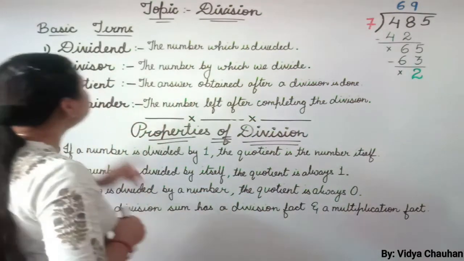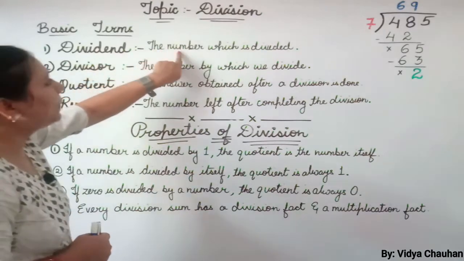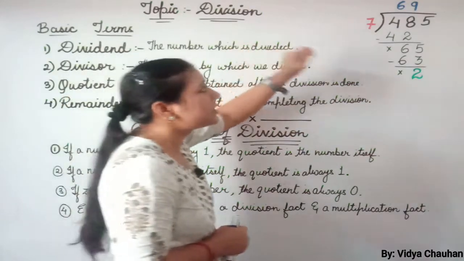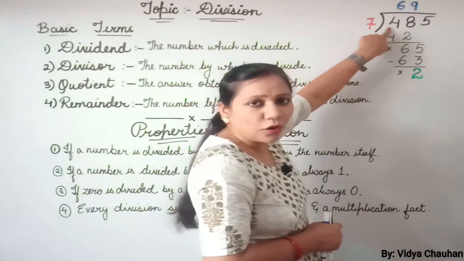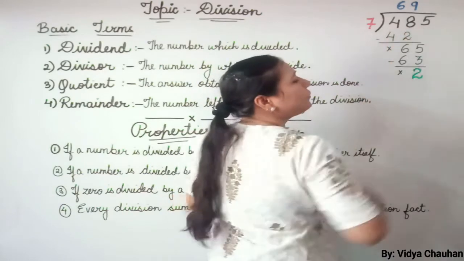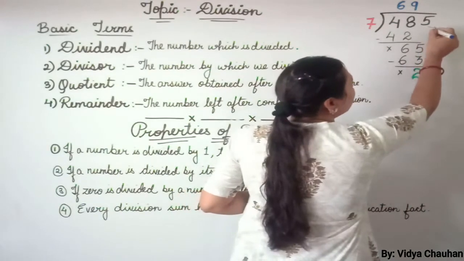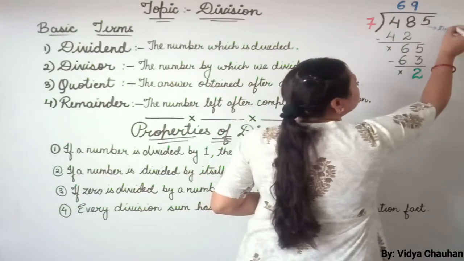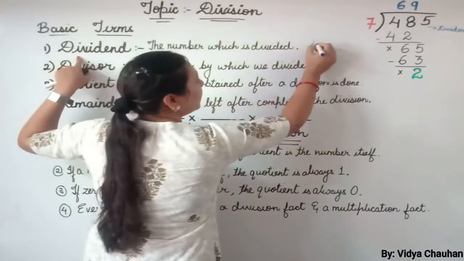The very first term is dividend. What is a dividend? The number which is divided. As you can see here in the image, there is a division problem solved, and the number which is to be divided here is 485. So this 485 is actually our dividend. What is our dividend here? 485.